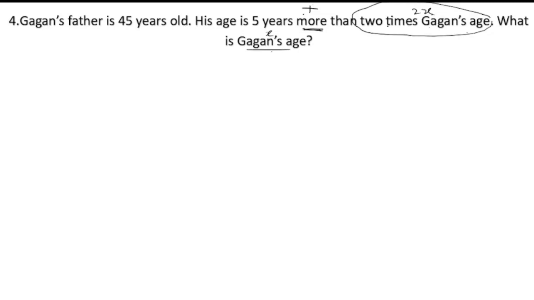So Gagan's father is 45 years old. That means if we add 5 to twice of Gagan's age, we will get 45. So let us start the solution.